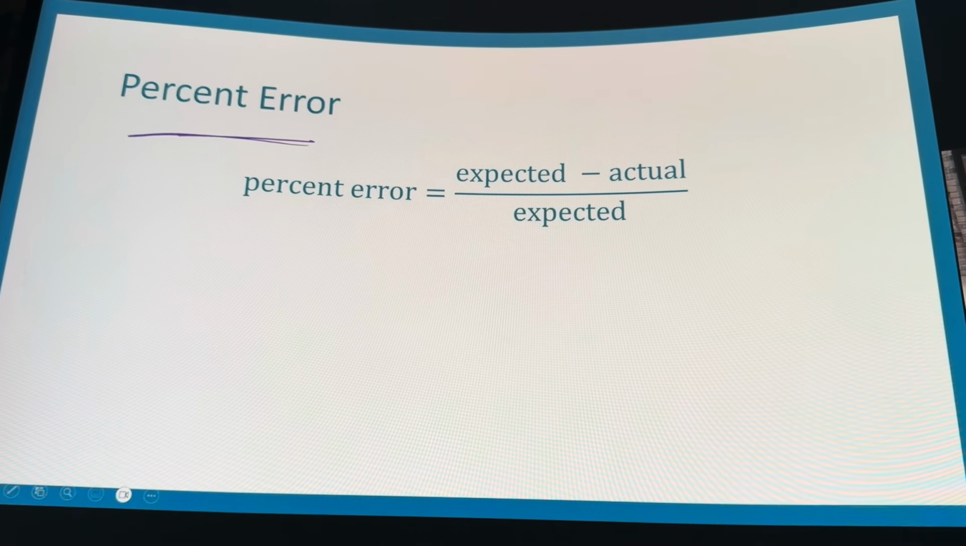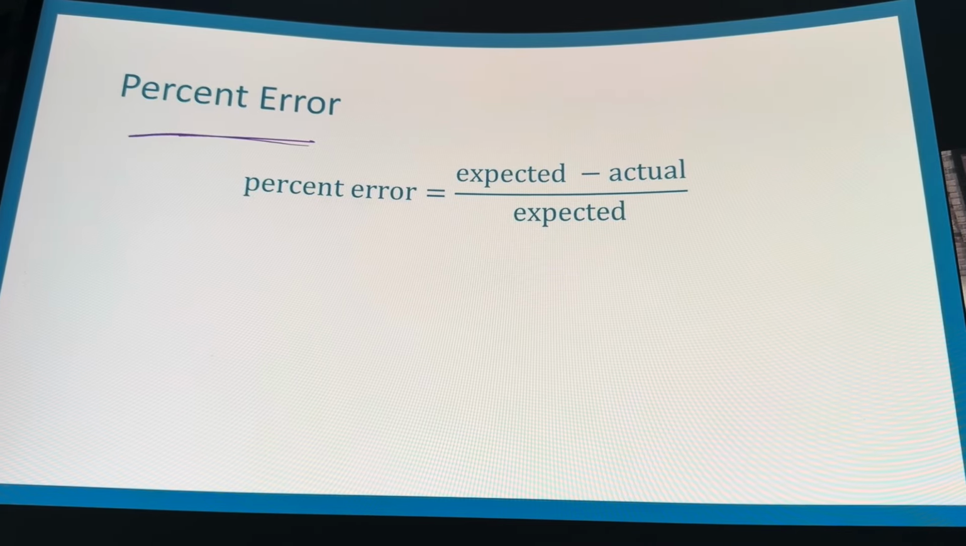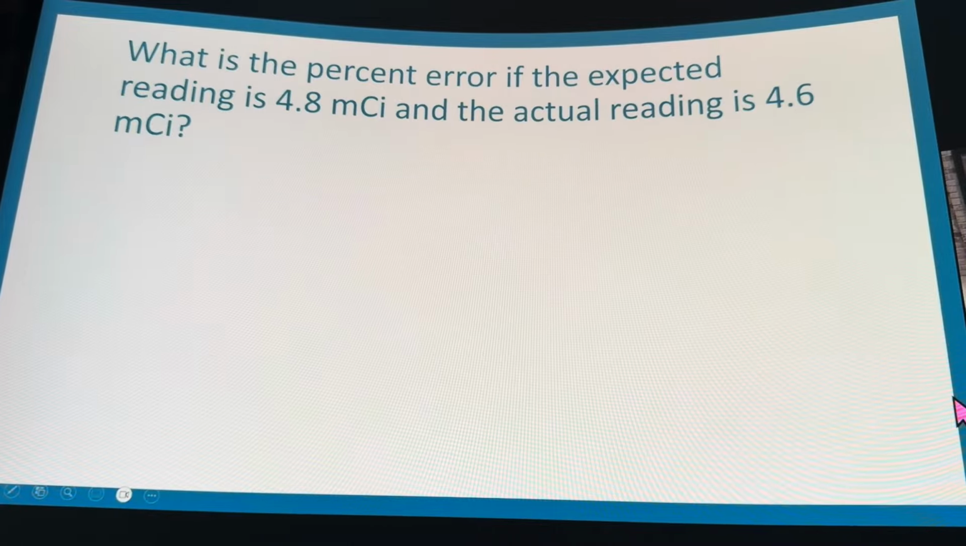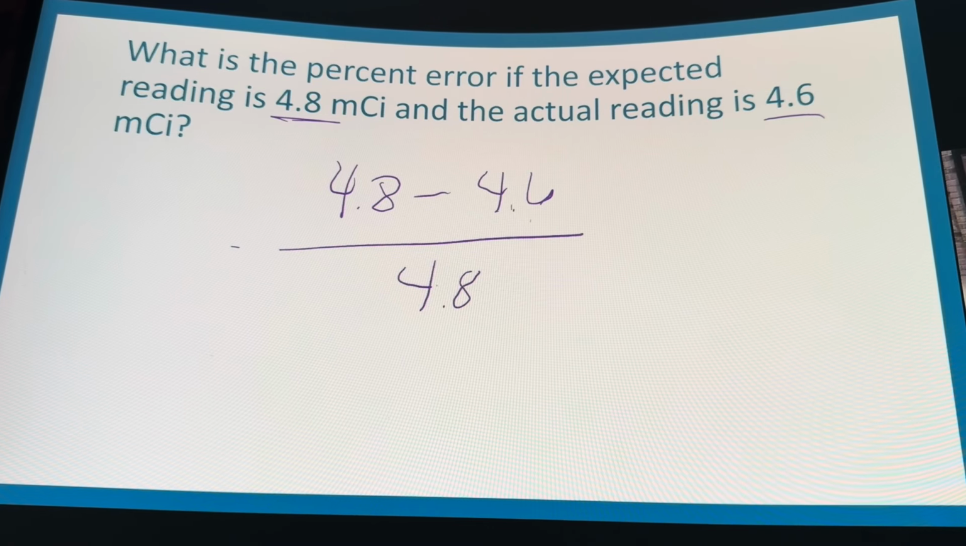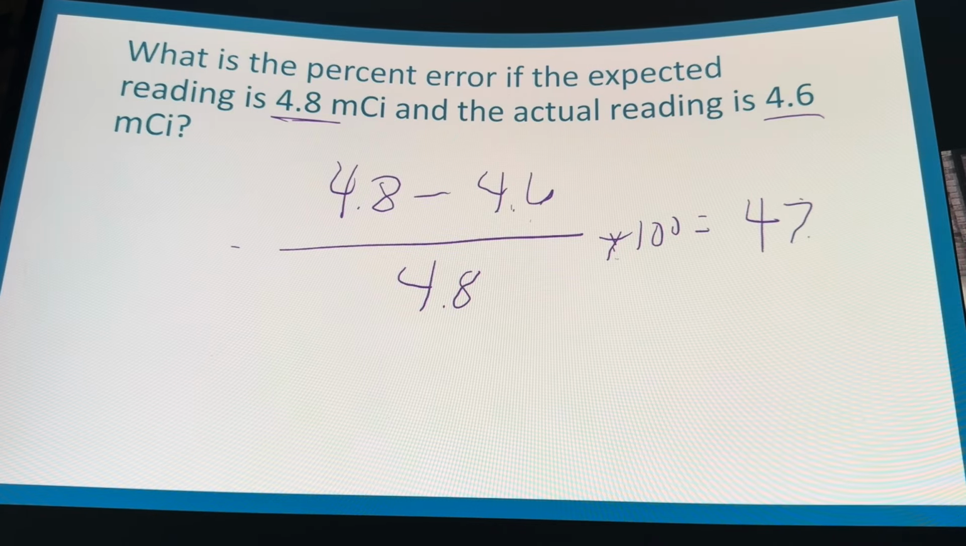Percent error, we do this with our dose calibrator quality control. Percent error is going to be expected minus actual divided by expected. Expected is what you calculate. Actual is what you actually get. What is the percent error if the expected reading is 4.8, actual reading is 4.6? I'm going to take my 4.8 expected minus my 4.6 actual divided by my 4.8, and times that by 100. 4.8 minus 4.6 divided by 4.8 times 100, and I get 4% error. Less than 10%, you pass.